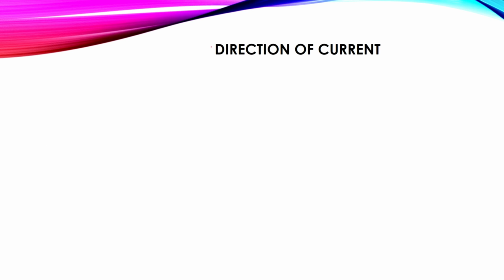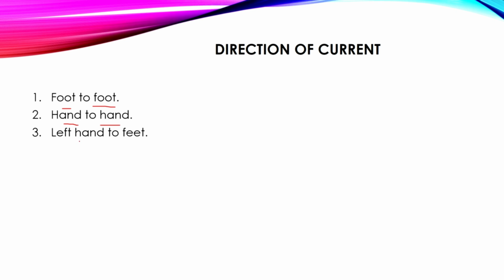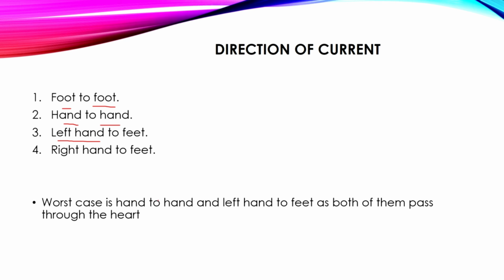Now, the effect of the direction of current. The current can pass through the human from foot to foot, from left to right or right to left, and can pass from left hand to right hand, for example, and can pass from left hand to one of the feet, and can pass from the right hand to the feet. But the question is, which one of these is the worst case? The worst case is hand to hand, for example, from left to right.